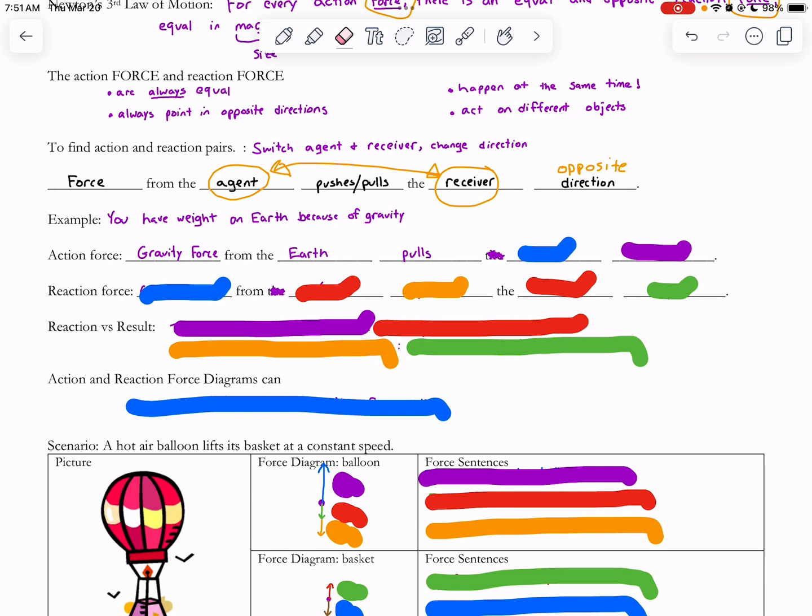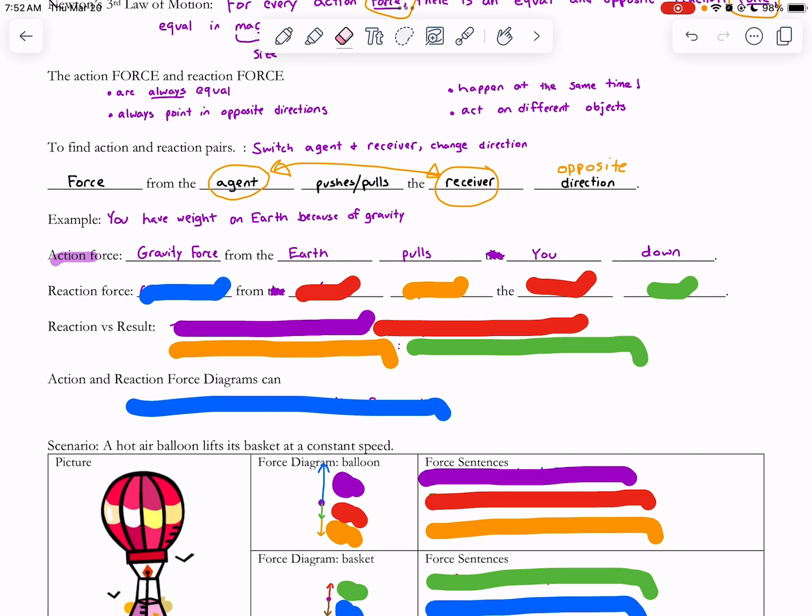It pulls you down, because that didn't make sense there. You could put the person, if you don't want to put you there. But gravity from Earth pulls you down. That is our action statement, because that's what we're starting with.